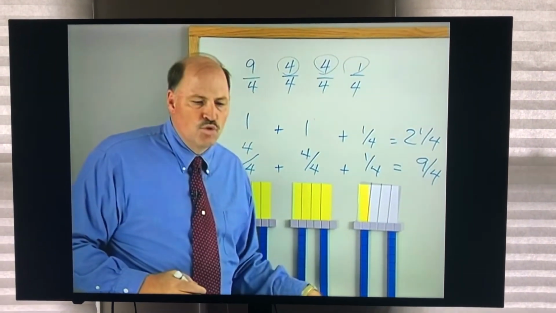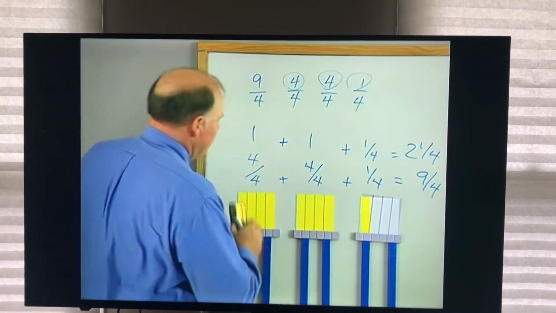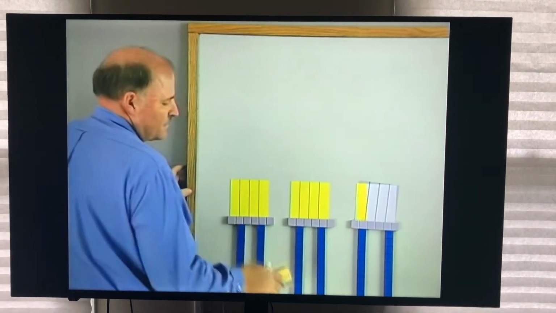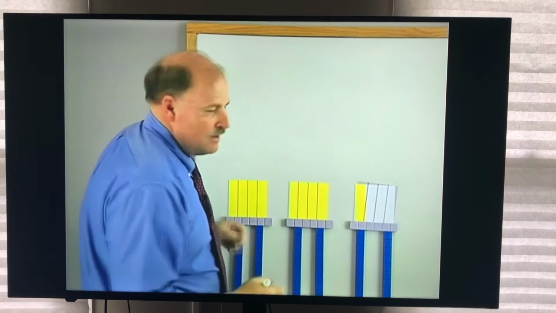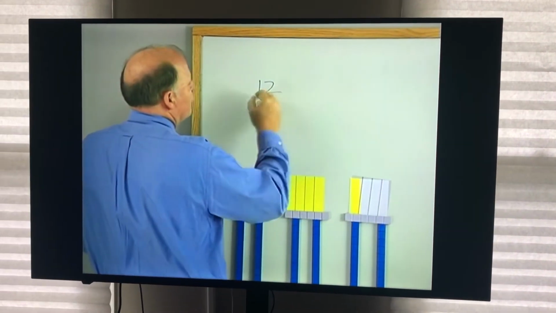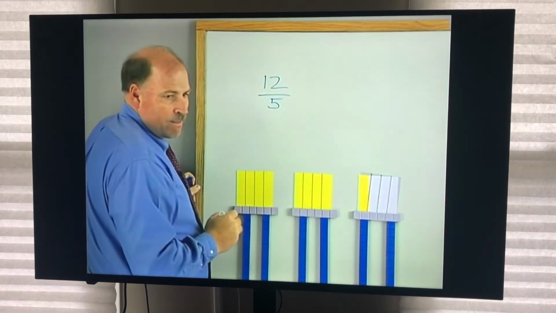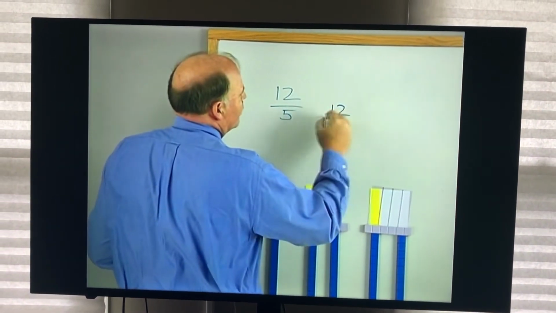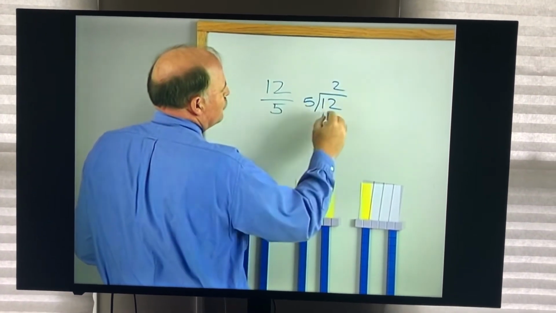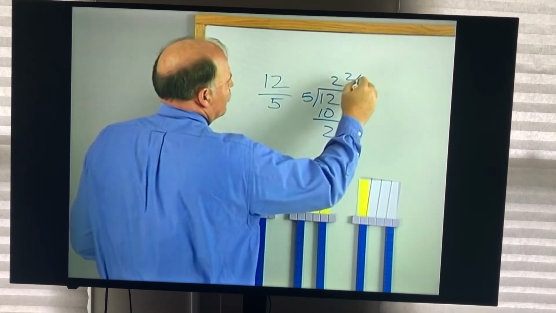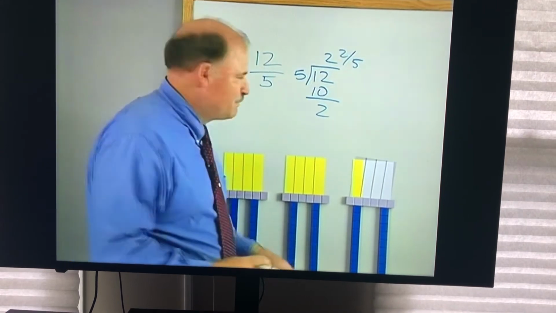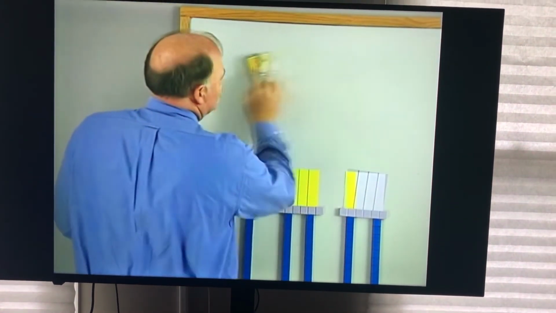Okay, try this one, 12/5. So if you have 12/5, how would you change that to a mixed number? What's the easiest way? Divide. 12 divided by 5 is 2 and 2/5. Good. If we wanted to draw that, we could build this, but let me draw it. 12/5 is 2 and 2/5.